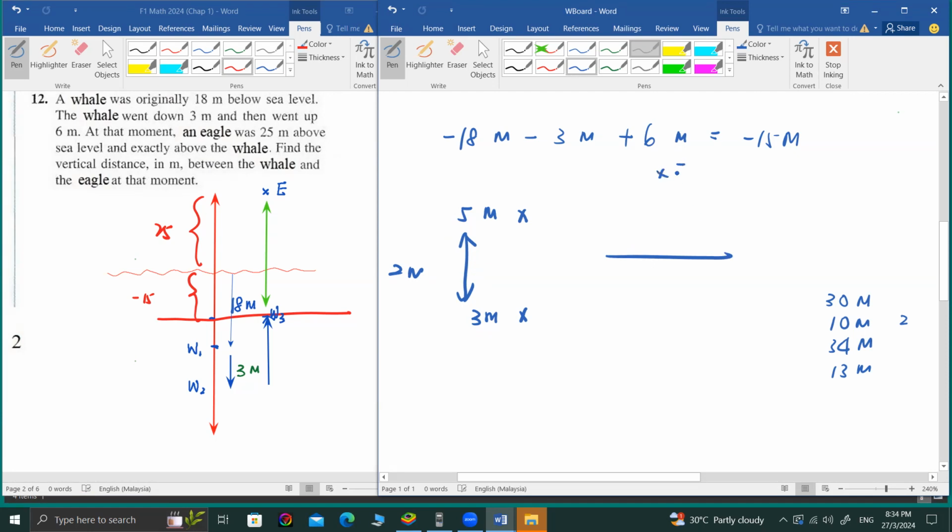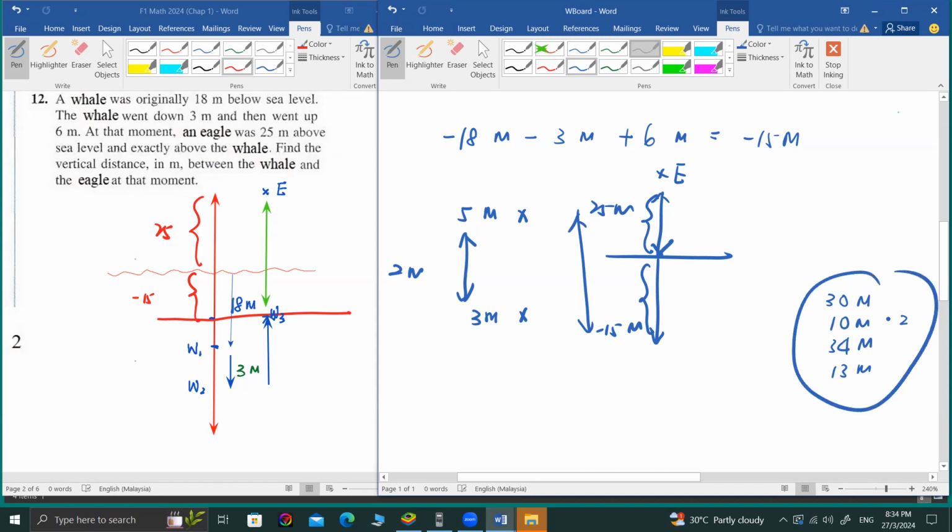Now, the eagle is here. The eagle is 25 meters. The whale is down at negative 15 meters. To get the distance, here to here, how many meters? Here to here, 25, right? Here to here, is it 15? 25 and 15? 40. 40 meters. They are 40 meters apart. You got what I mean?